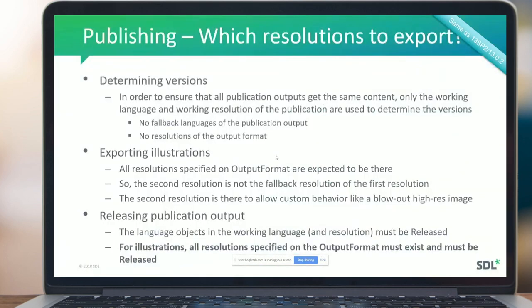Looking at time, we're moving from a system which was there for over 10 years and we had to refactor it. So there were some things that over time were a bit strange, to say the least, and I want to quickly highlight two of them. One of them is about determining versions, and the other one is about exporting illustrations.